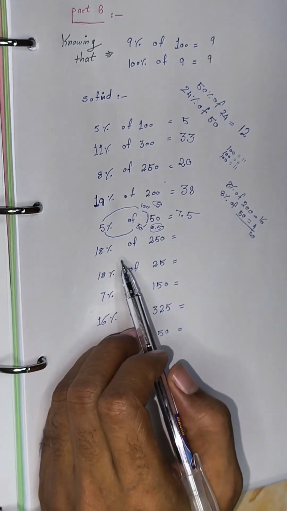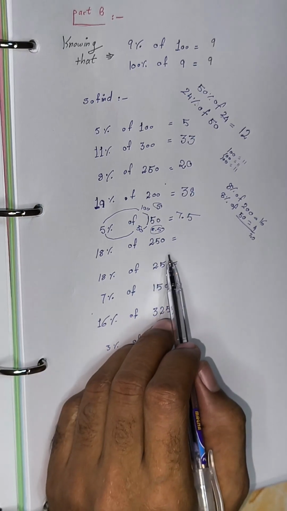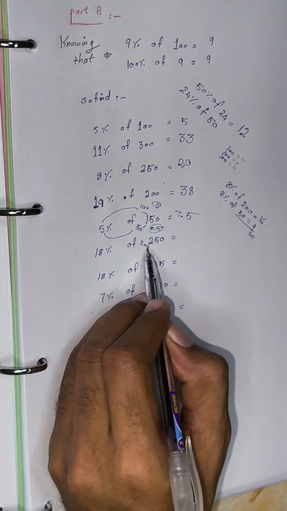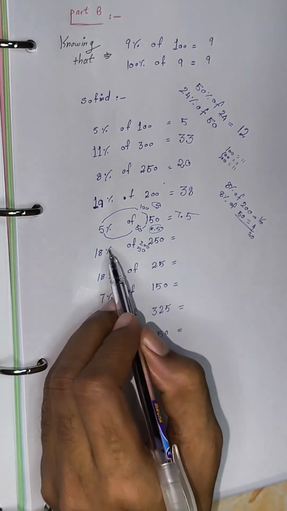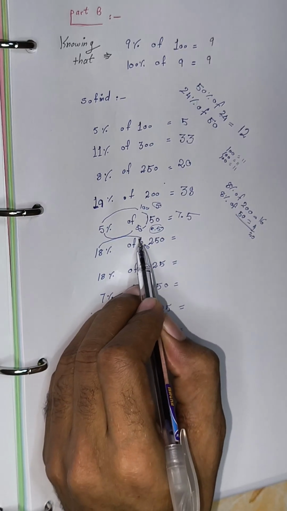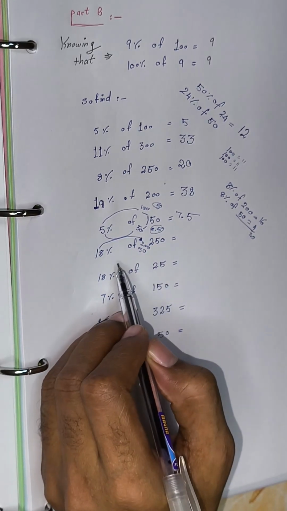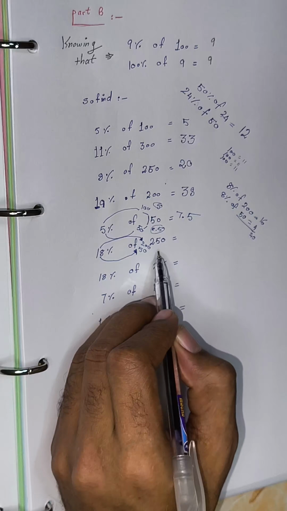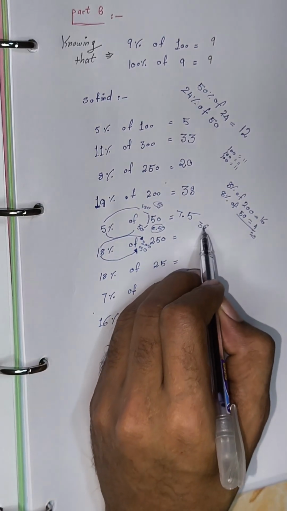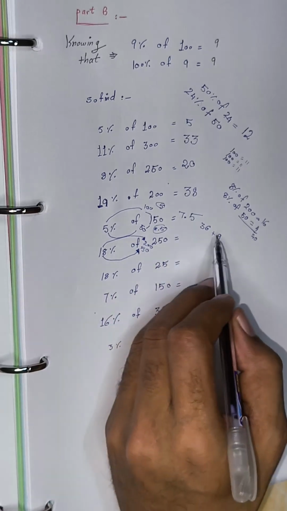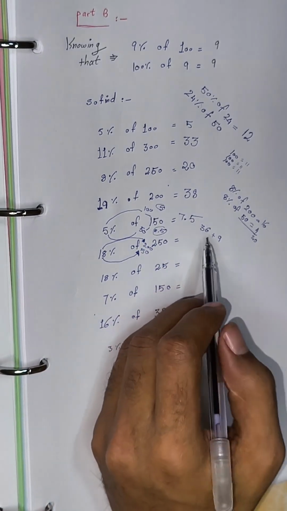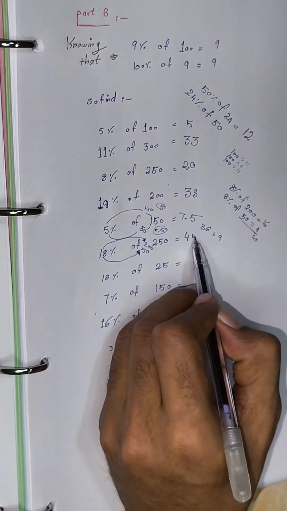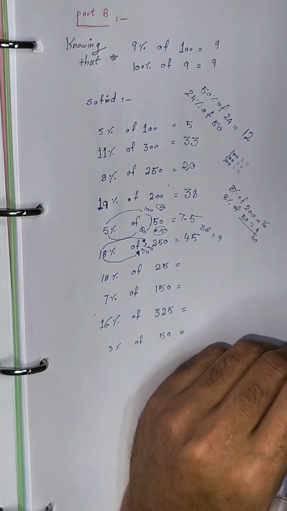Lovely. Now here, 18% of 250. We can think of 18% of 200 and 18% of 50. 18% of 200 is just 18 twice, which is 36. And 18% of 50 is half of 18, which is 9. So we needed to add 36 plus 9. So 36 plus 9, I can just do 36 plus 10, which is 46. So 36 plus 9 is 1 less, so it's 45.